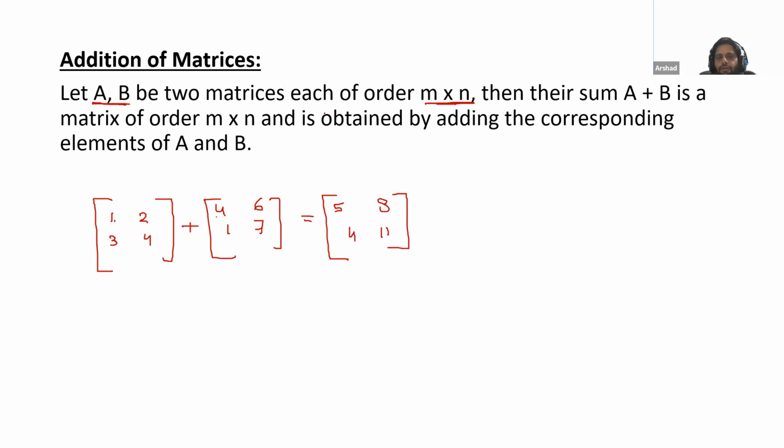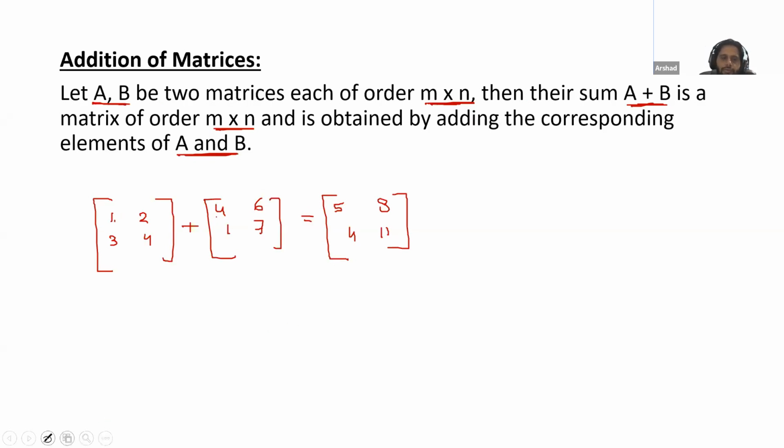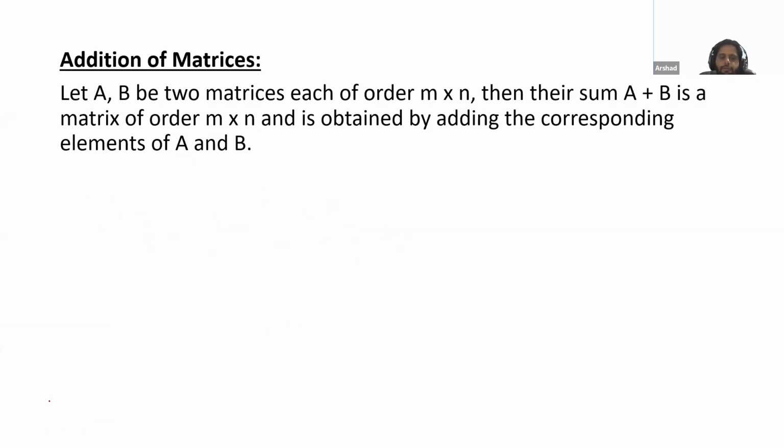The same thing is written over here: A and B are two matrices, each of order m by n. Then the sum A plus B is a matrix of order m by n and is obtained by adding the corresponding elements of A and B. So if you need to add two matrices, just add their corresponding elements, but the condition is the order should be the same. Please note this down and confirm, then we will try a question on the basis of this topic.